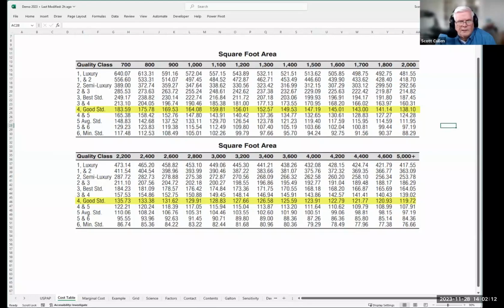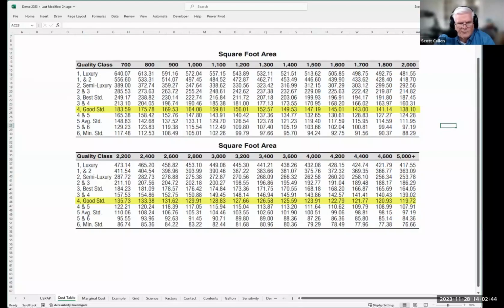If we look at the Q4 right here, that means good standard in the language of National Building Cost. A 700 square foot amount of GLA costs $183.59 per square foot. If we follow that along to the right, as the house gets larger, the cost per foot goes down. You can pick that up here at 2,200 square feet. It's going down, down, down until we get to 5,000 feet, which is the end of the table.